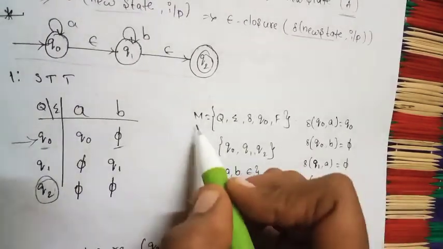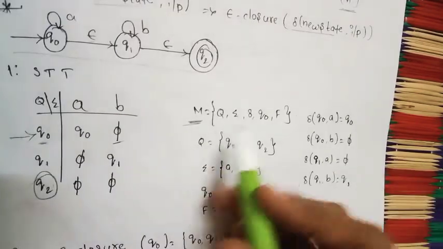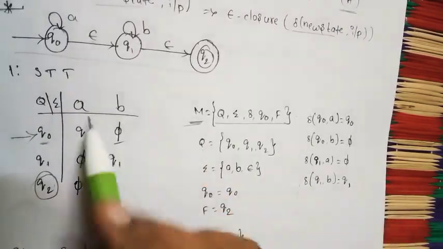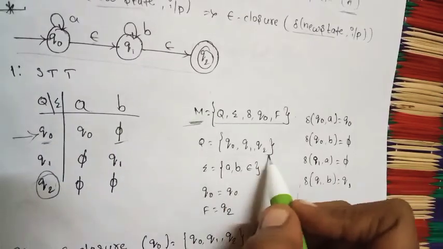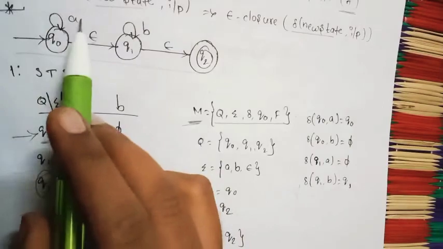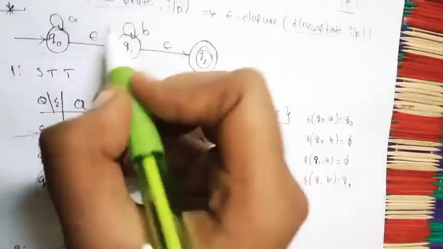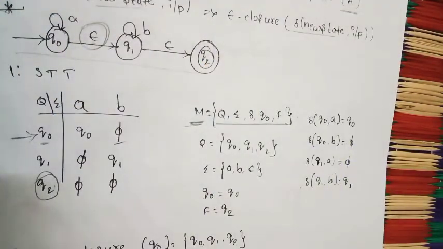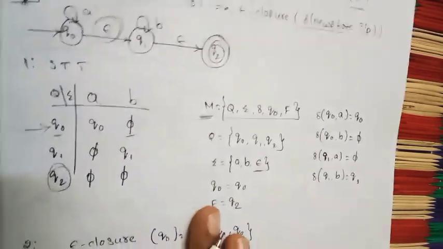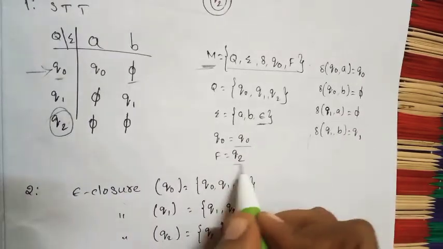Then the next step is we need to compute the M. What is the M? These are the 5 tuples. The first tuple is Q. What is meant by Q? These are the states, guys. These are the 3 states which we have here, so I wrote them here. This is the sigma. Sigma is the input symbols. So what input symbols do we have, guys? A and B. Along with A and B, we need to consider epsilon because it is a conversion from NFA with epsilon edges to DFA. So we need to consider the epsilon edges also, so I wrote epsilon. Then Q naught is the initial state and F is the final state.